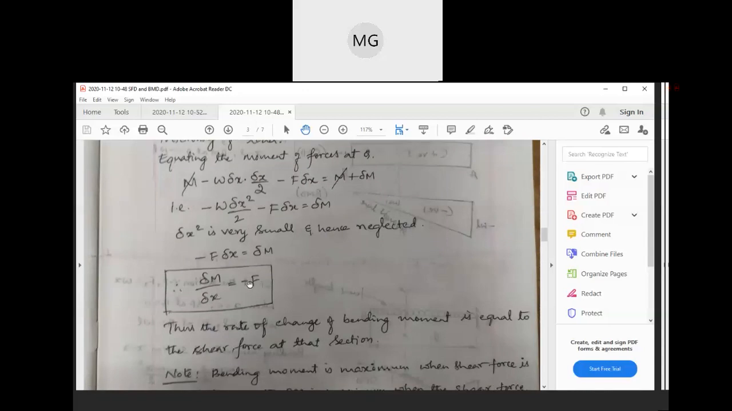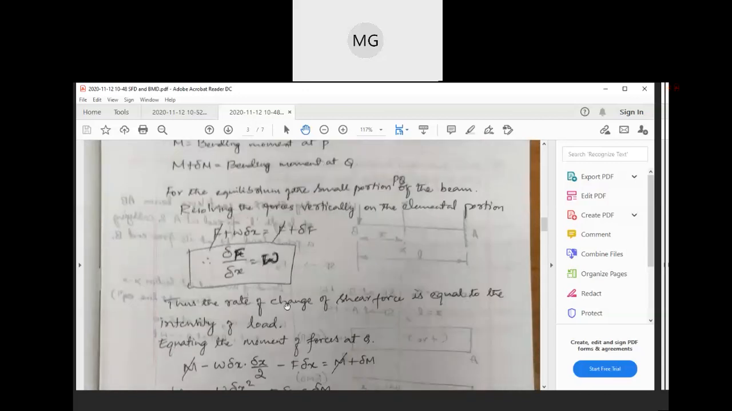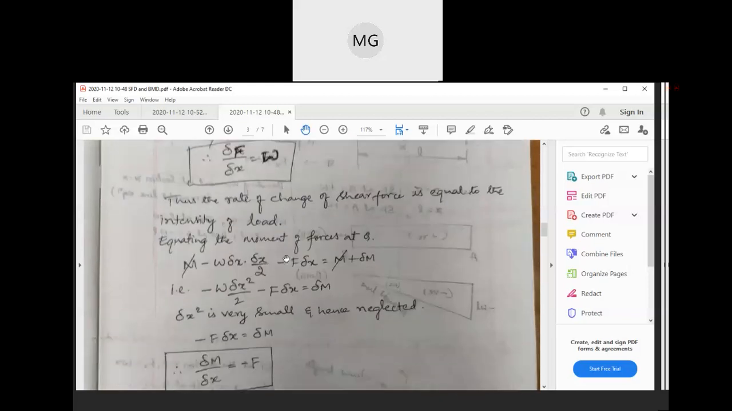So one is minus F equal to delta M by delta x, that is, the rate of change of bending moment is equal to the shear force at that section. Another one is that the rate of change of shear force is equal to the intensity of the load. Okay, this is a small derivation.